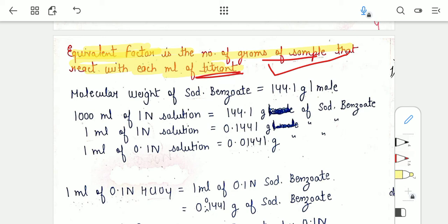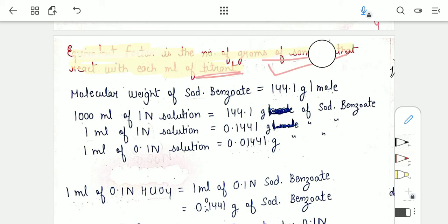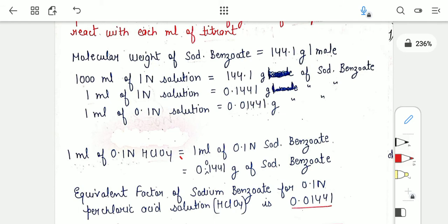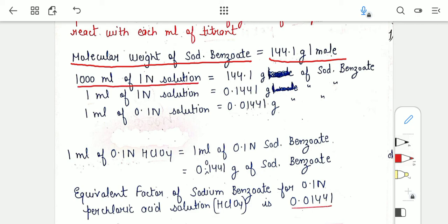So now we will calculate the equivalent factor of sodium benzoate. Whenever we have to calculate the equivalent factor, we will see firstly the molecular weight. The molecular weight of sodium benzoate, I have already found out. It is 144.1 gram per mole. This means that 1000 ml of one normal solution of sodium benzoate has 144.1 gram of sodium benzoate. Instead of 1000 ml, if we want 1 ml solution, we will divide this value by 1000 and the value will be this.